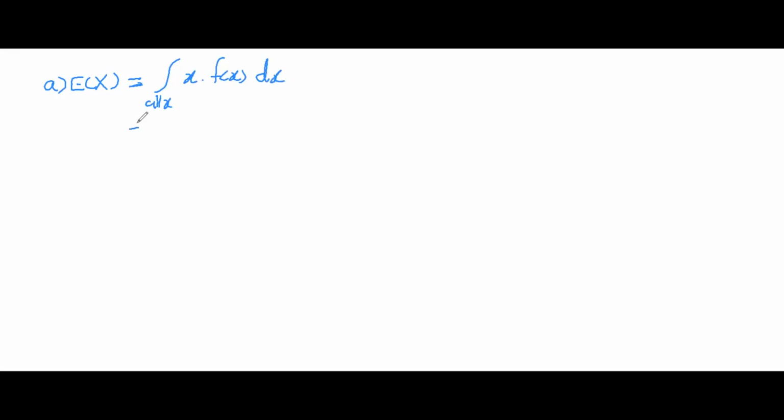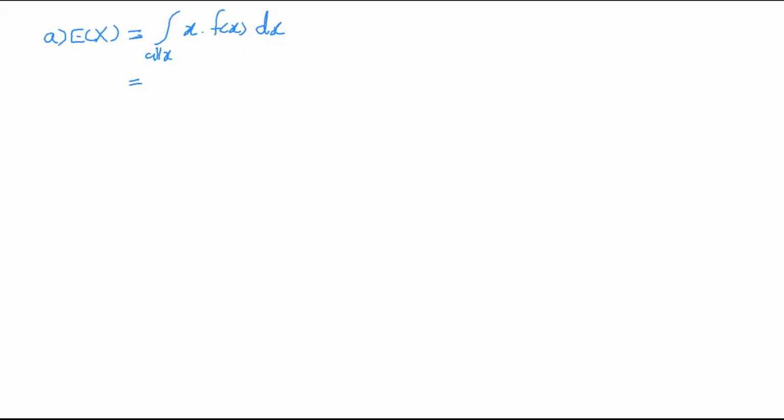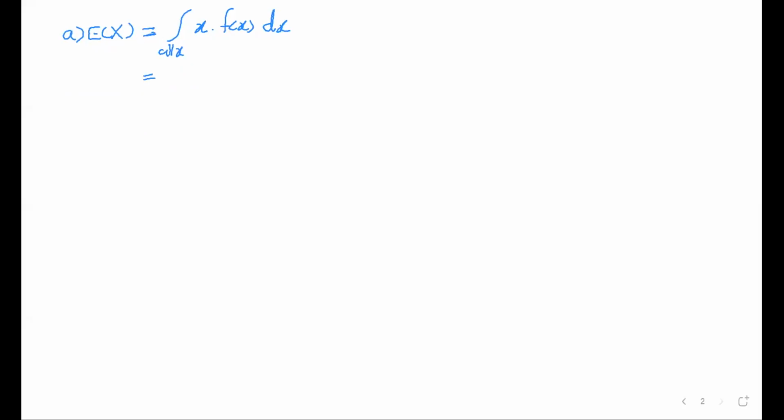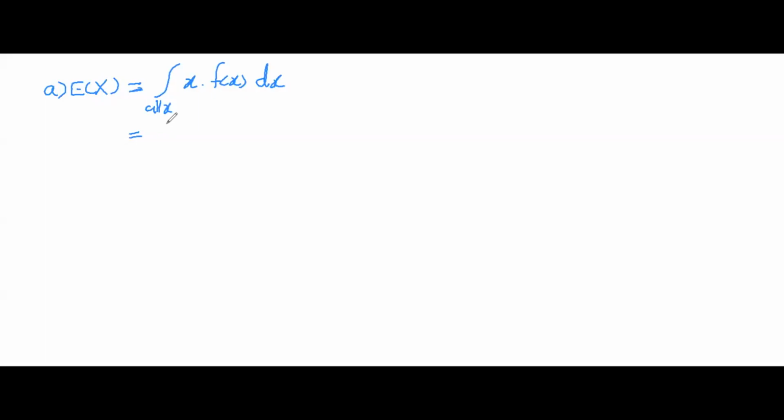Okay. So since x is in between 0 and 4, we can write this as 0 to 4, x into the function 1 over 20, sorry, x plus 3 dx. Right?